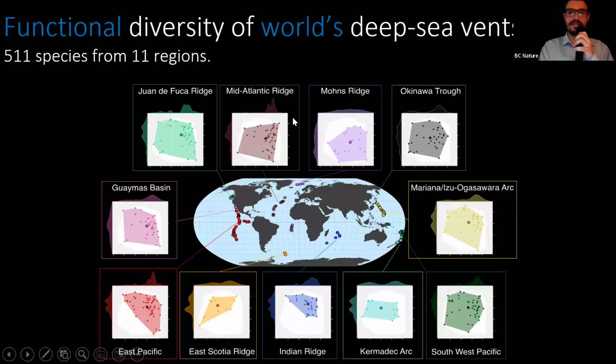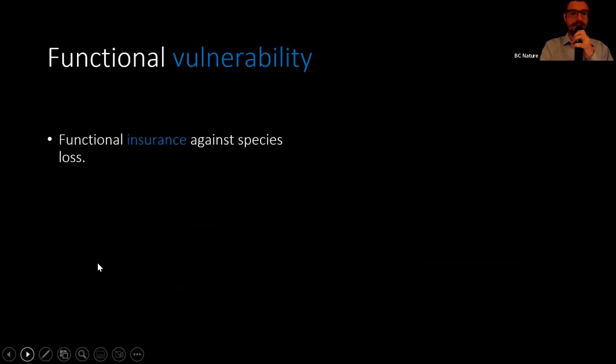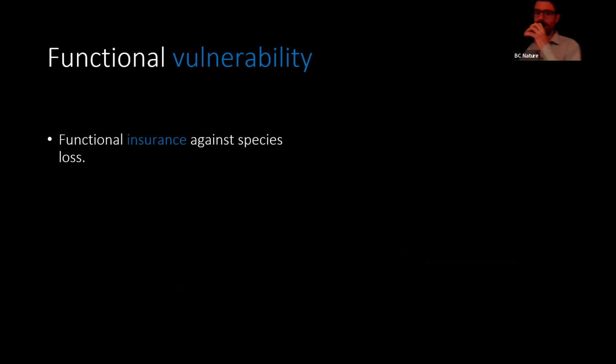So what I did at UBIC was to analyze 511 species from 11 regions all around the world, derive their functional traits, and analyze the functional diversity of these communities. Then we generated a bunch of metrics related to functional diversity. One of the ones we were most interested in is what we call the functional vulnerability. The functional vulnerability is a metric that relates to the functional insurance against species loss. And let me explain that.